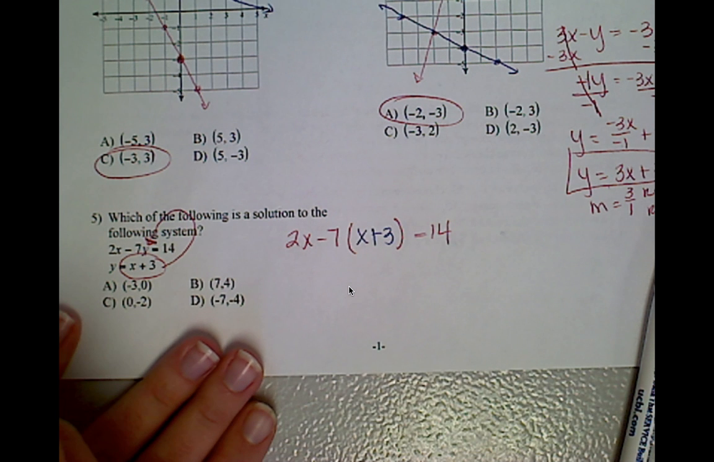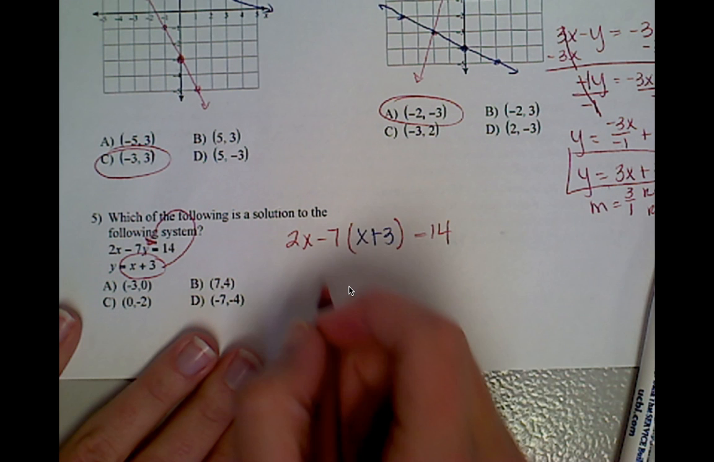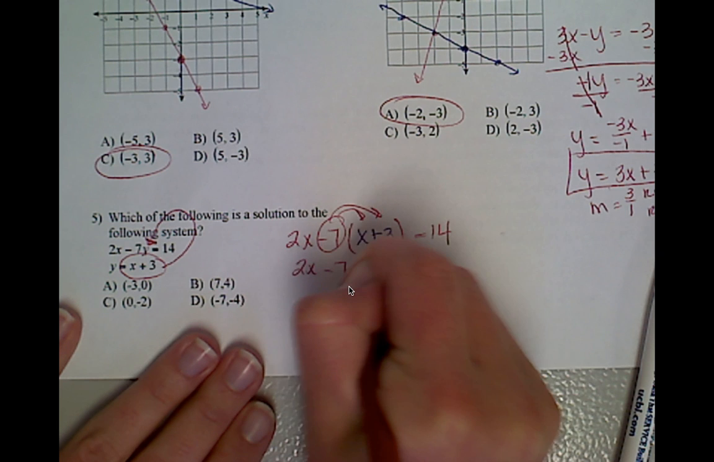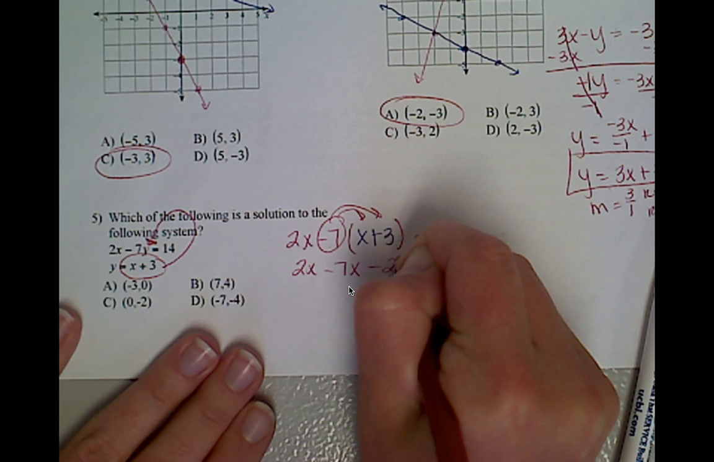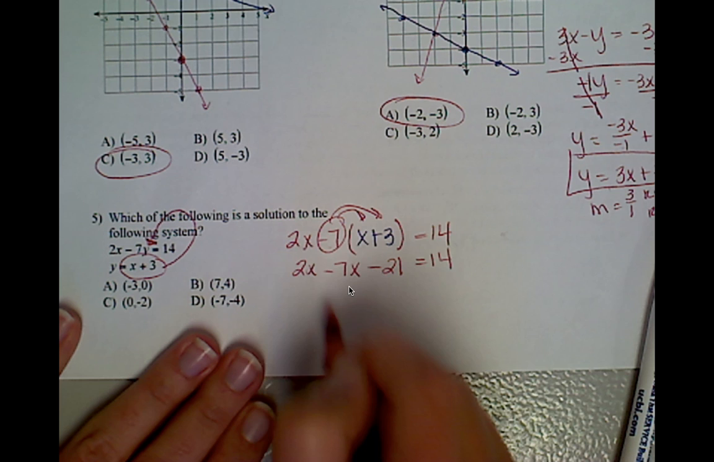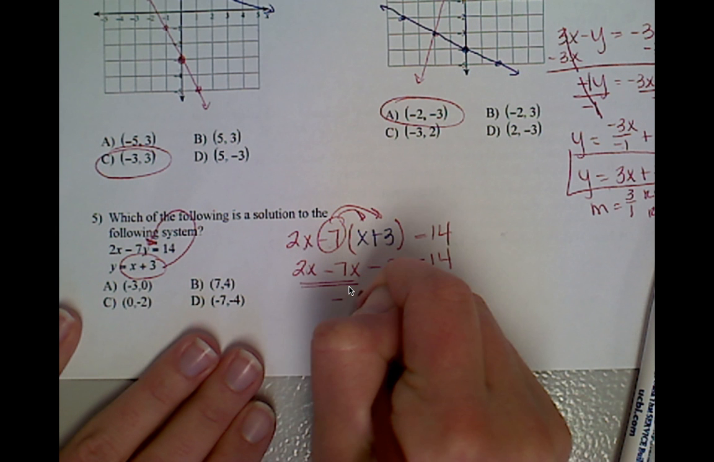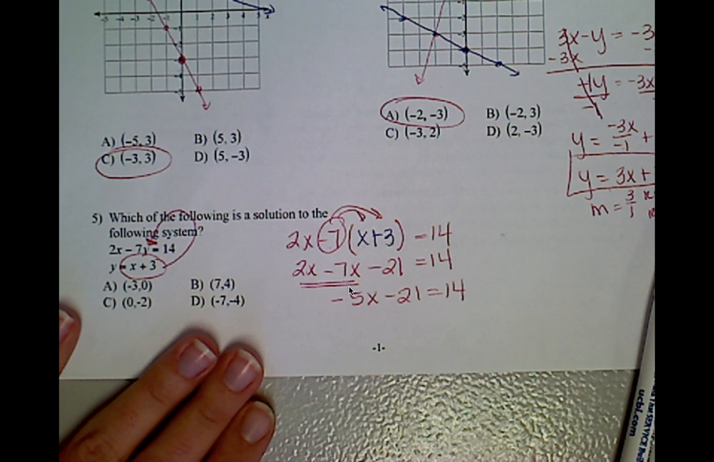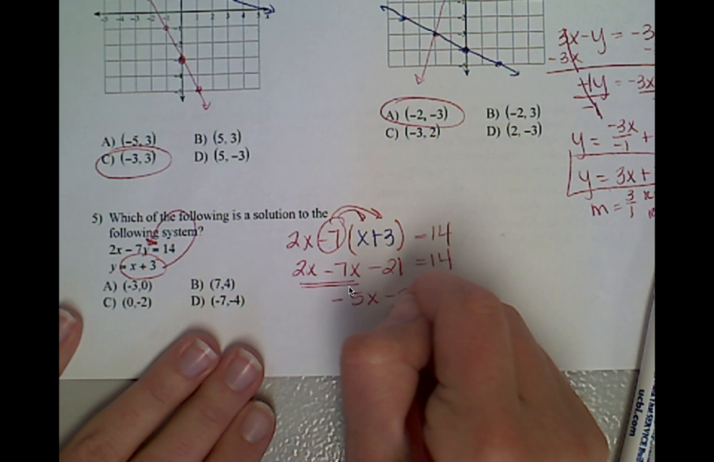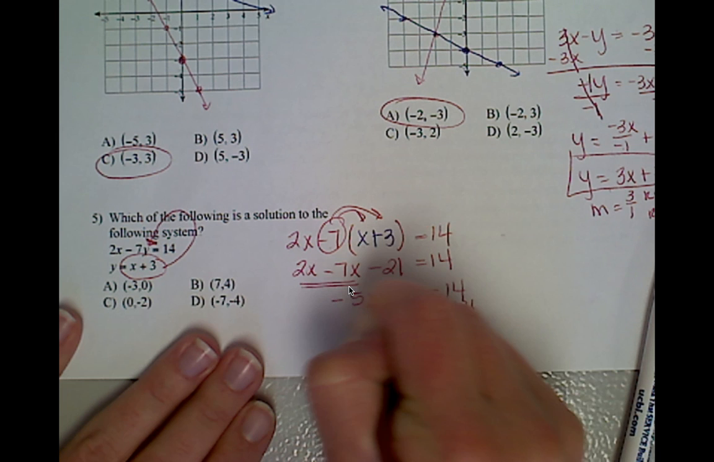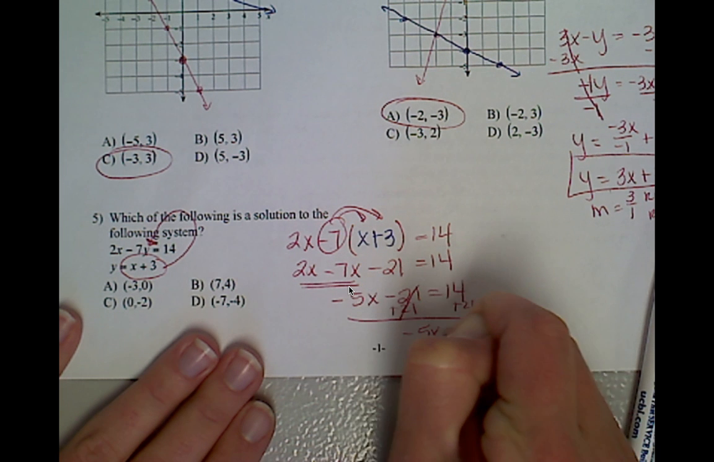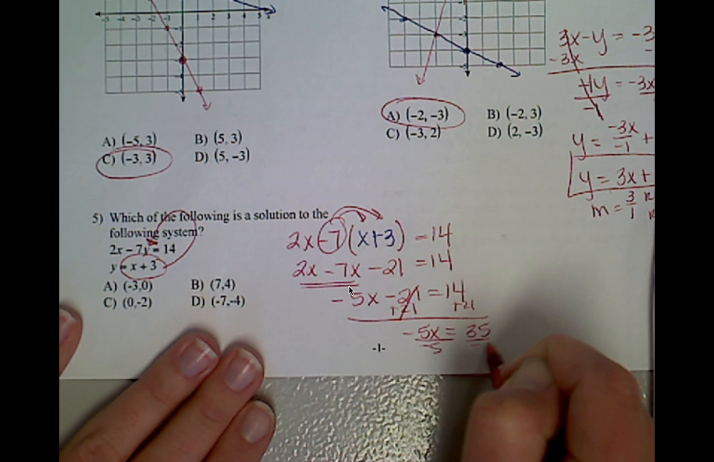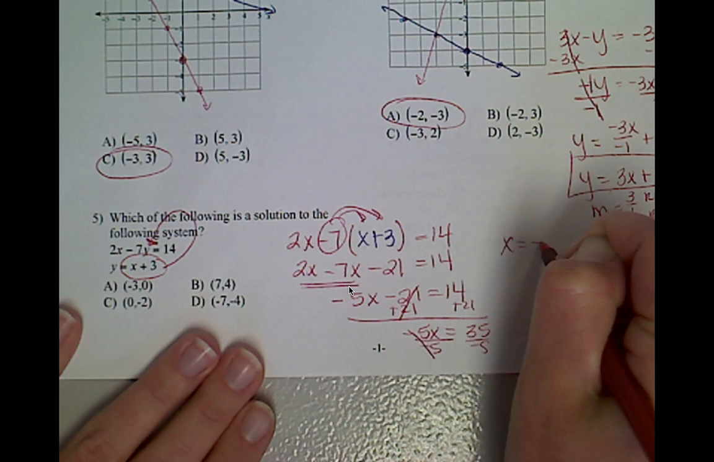Okay, now what we're going to do is start solving this for x. So I'm going to have to distribute this negative 7 to both pieces. Negative 7x, negative 7 times 3 is negative 21, and it equals 14. I can combine like terms, which is going to give me a negative 5x minus 21. And now I can solve for x by undoing the subtraction. So PEMDAS backwards, adding 21 to both sides, and get negative 5x equals 35. Solve for x by dividing both sides by negative 5, and x equals negative 7.